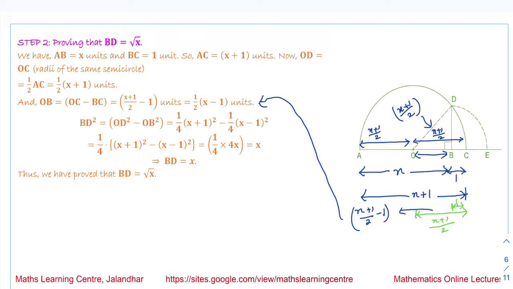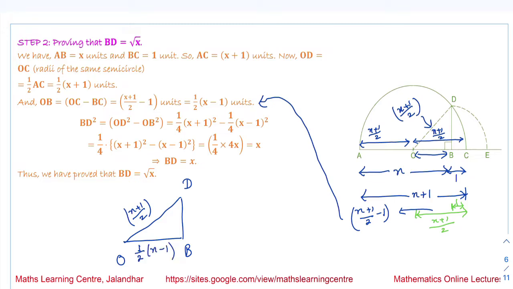So now we have a triangle, and we are talking about this triangle. This is O, this is B, and this is D. This is the length we have to calculate, BD. OD we have as X plus 1 by 2, and OB we have as 1 by 2 into X minus 1.